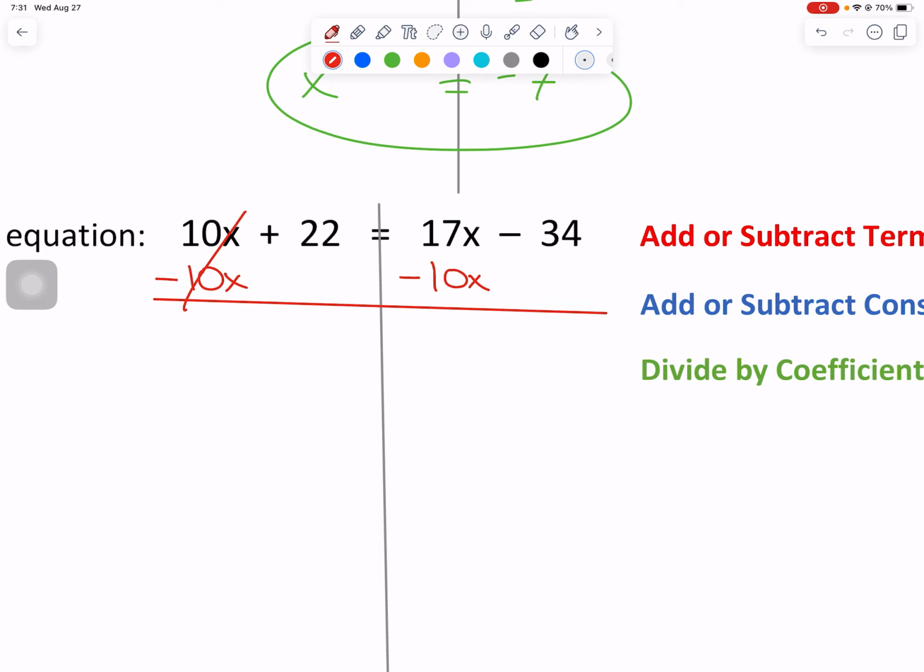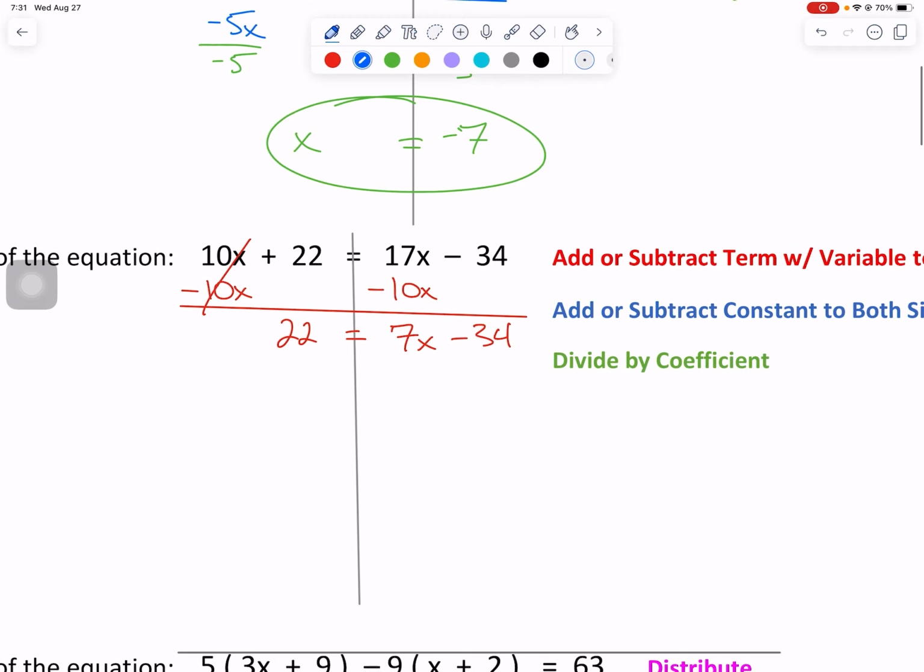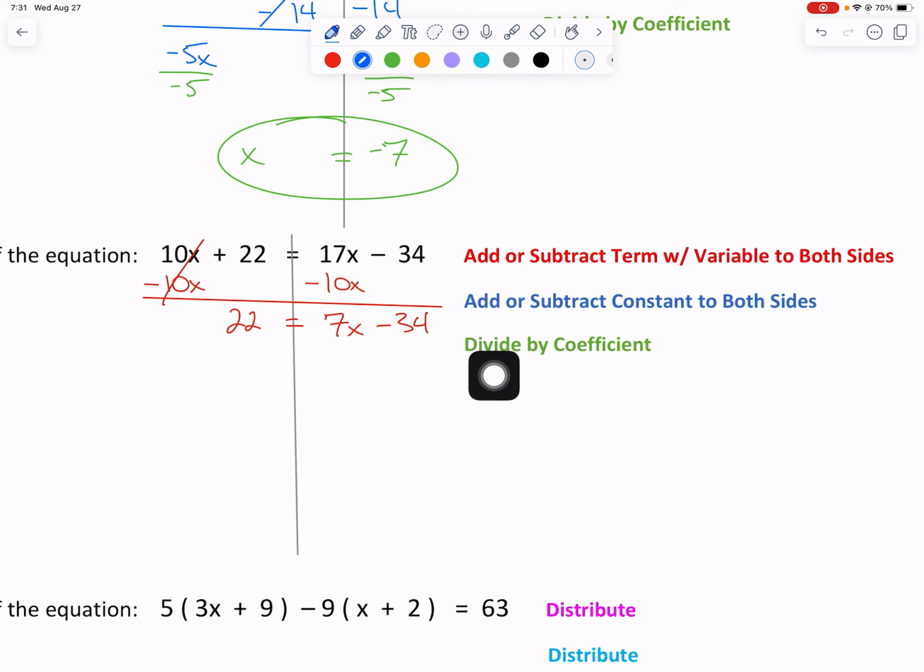Remember to keep that work nice, neat, and aligned, top to bottom, left to right. That way we will not make any senseless errors in work. Our 22 will drop down, equals 17x minus 10x, which gives us 7x. Bring down your minus 34. Then step 2 in blue. It won't always be step 2 in blue, but for the first two it is. Add or subtract the constant to both sides.